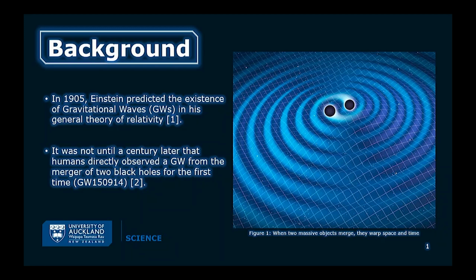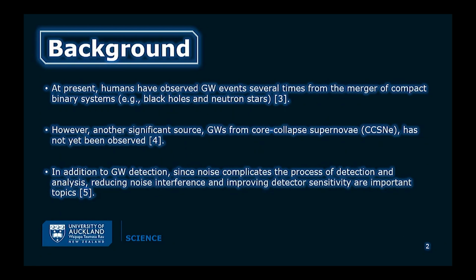In 1905, Einstein predicted the existence of gravitational waves in his general theory of relativity. It was not until a century later that humans directly observed a GW from the merger of two black holes for the first time. At present, humans have observed GW events several times from the merger of compact binary systems. However, another significant source, GWs from core-collapse supernovae, has not yet been observed.